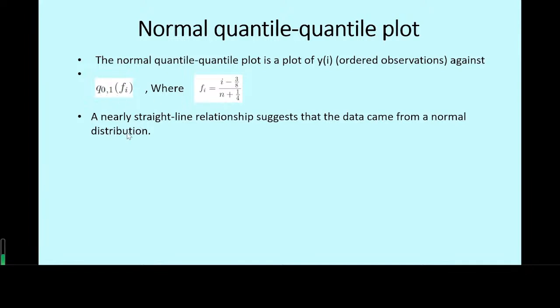So next we can plot on the x and y axes, with the x axis representing the normal quantile value, and the y axis representing the sample observation associated with each i. If the plot shows a nearly straight line relationship between those two, we can conclude that the data come from a normal distribution.